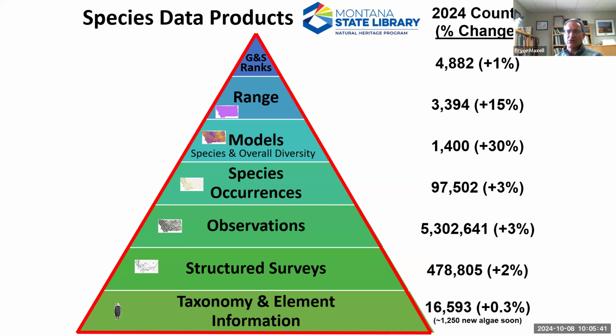We make predicted habitat suitability models for species so that we have a better understanding of their landscape suitability for them. We've got about 1,400 species modeled at this point. We also stack up those models and make predicted biodiversity layers. And range polygons for species, we have about 3,400 species now with range polygons. And then we've assigned state conservation status ranks to about 5,000 of those species.